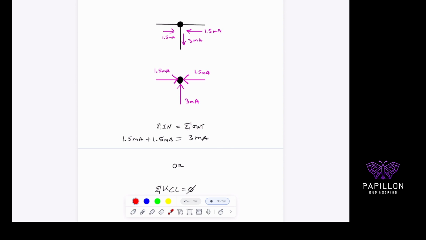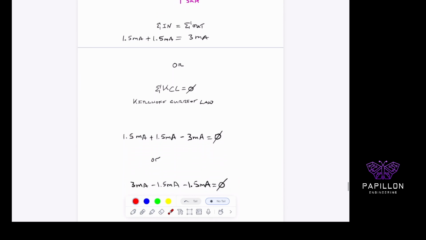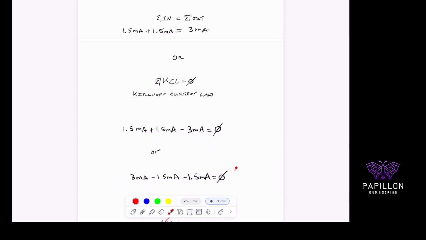All of my currents entering, or going in, are the 1.5 and the 1.5, and the current leaving is 3 milliamps. Or I could write it in this form, and they net equal 0. So it shows that I did my problem correctly. Algebraically, everything worked out, which is pretty exciting. So I get 0 equals 0: 1.5 plus 1.5 minus 3 gives me 0.